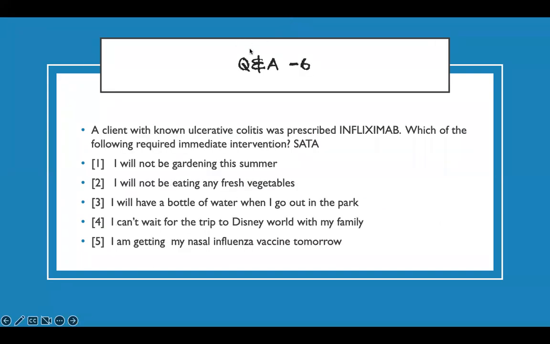Same thing. Second question, read the last one. Which of the following requires immediate intervention? So my ask is, I need intervention, okay? Then you ask yourself, what is the case? A client with known ulcerative colitis was prescribed infliximab. Which of the following requires intervention? So patient is on infliximab for his UC. I need intervention. Buzzwords: infliximab, UC, immediate intervention.